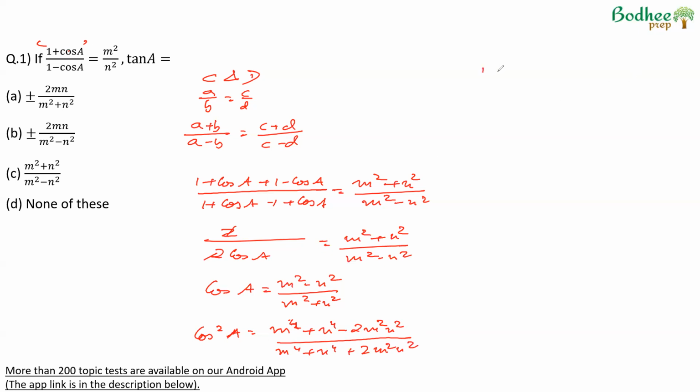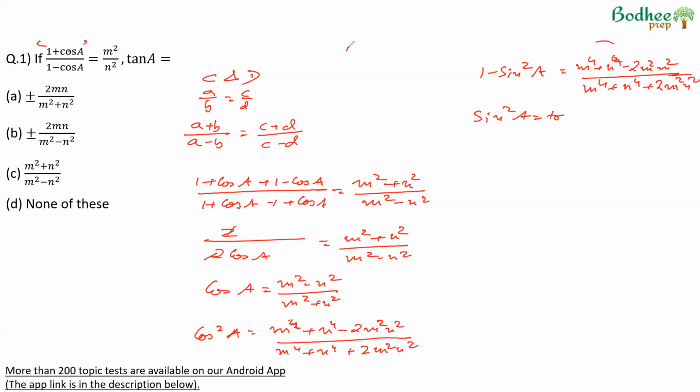Cos square a is nothing but 1 minus sine square a, is equal to (m raised to power 4 plus n raised to power 4 minus 2m square n square) upon (m4 plus n4 plus 2m square n square). Taking sine square a on the right hand side and this expression on the left hand side, we can get sine square a is equal to 1 minus this entire thing.